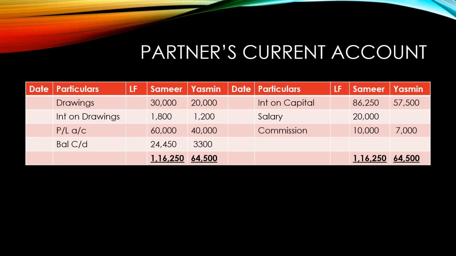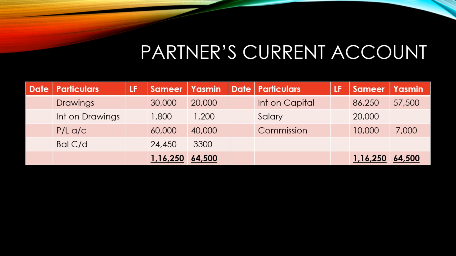Now we have seen that the capital account will not show the other transactions, but the other adjustments or transactions which are given in the question, like drawings, interest on drawings, then the share of profit, then interest on capital, then salary, commission. All these things will be shown in the current account.